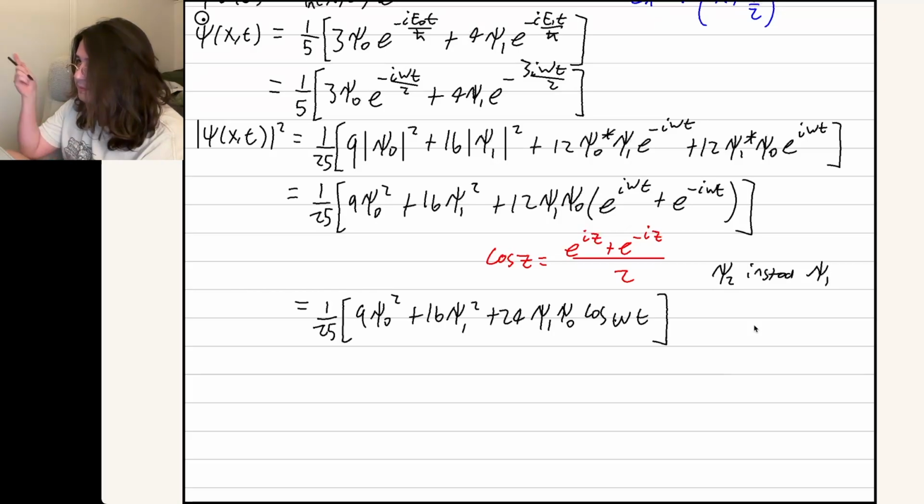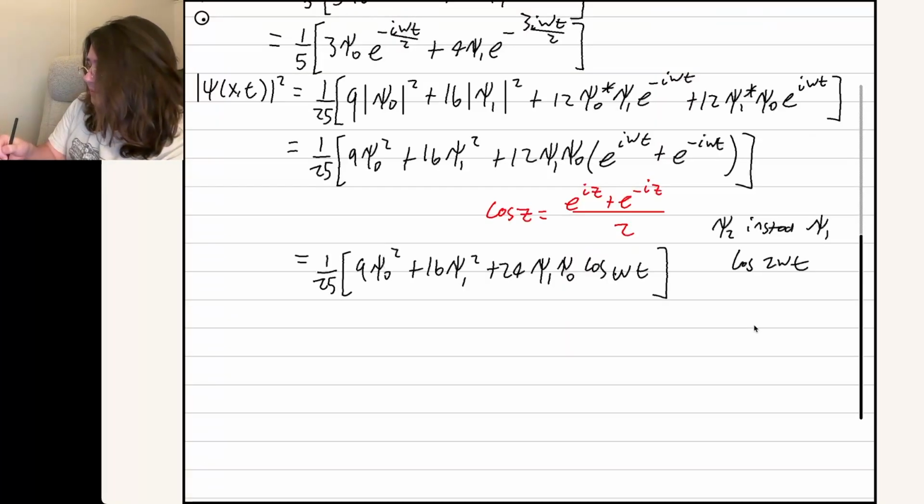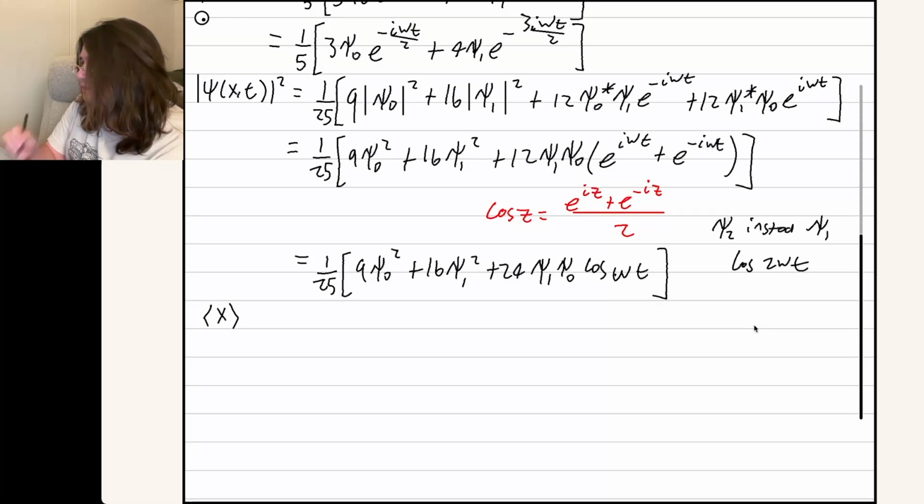Then if you do all the math, it would give you a cosine 2 omega t instead of cosine omega t, but everything else would be the same. It's just changing the frequency. Then we're asked to find the expectation value of position.